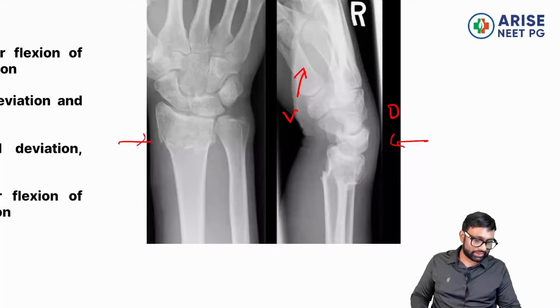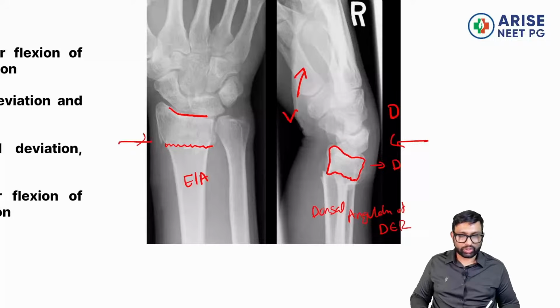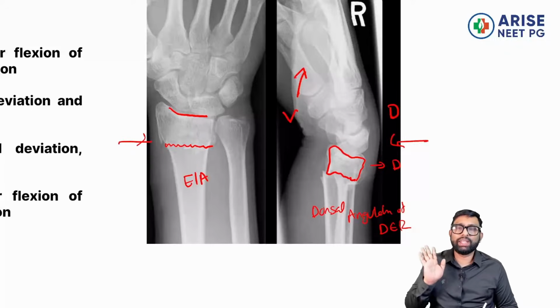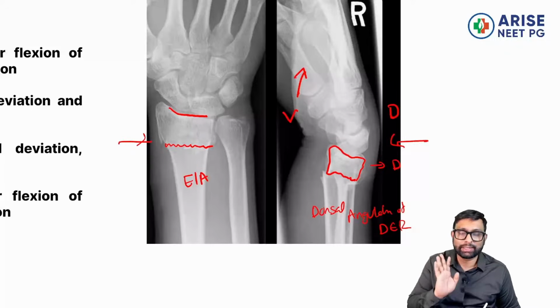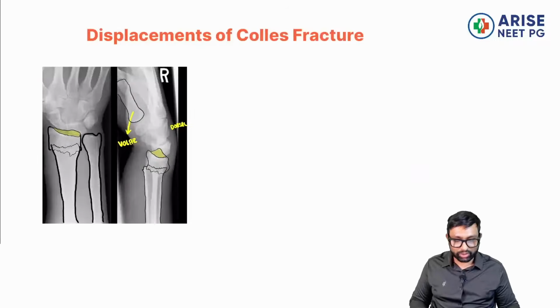And I can see a fracture. And the fragment has gone to the dorsal side. And if you see, the fracture is away from the joint. It is away from the joint. So this is an extra-articular fracture with dorsal angulation of distal end of radius. So this is a classical Colles fracture. Do you agree? This is a classical Colles fracture. And in Colles fracture, what is the reduction maneuver?